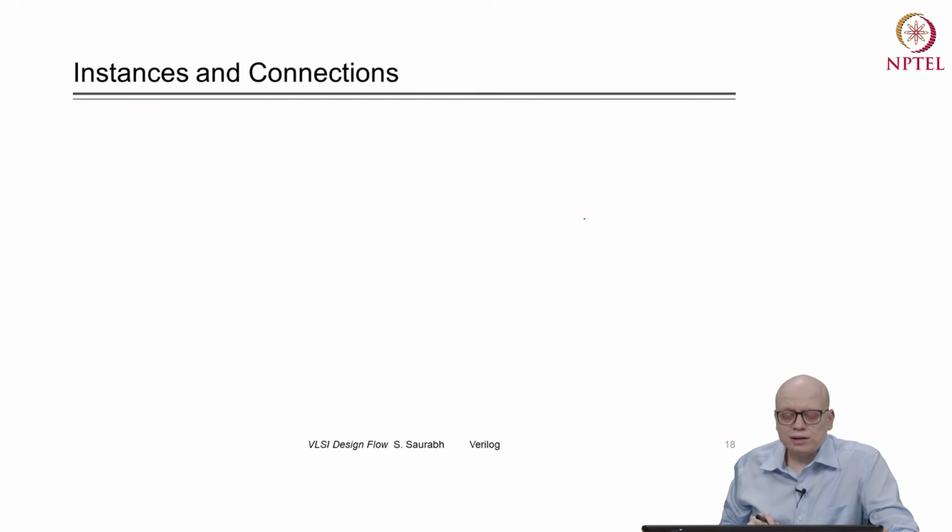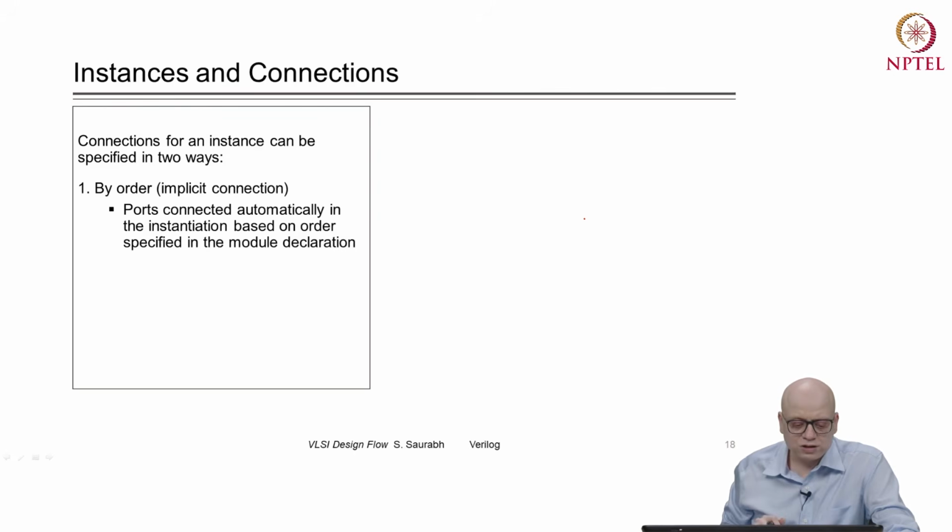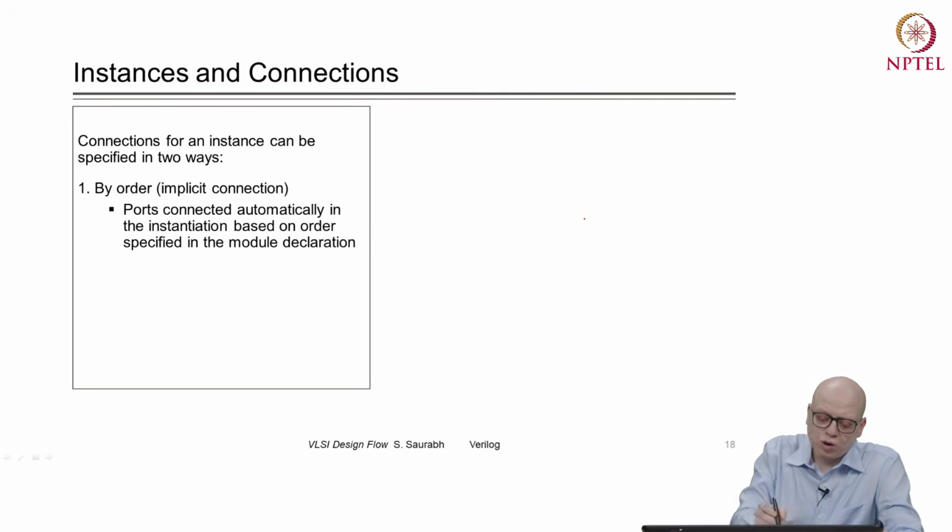Now, let us understand how we can define instances in Verilog and their connections. Connections for an instance can be specified in two ways. The first one is by order, or it is a kind of implicit connection. In this case, ports are connected automatically in the instantiation based on the order specified in the module declaration.